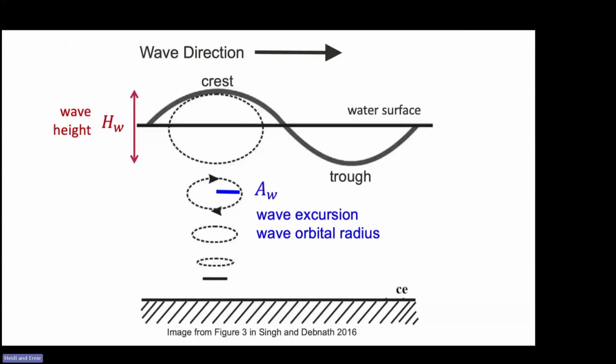To understand how a plant reconfigures in waves, let's first consider the water motion. Beneath a wave, fluid undergoes an orbital motion shown with these dashed ovals, moving forward under the crest and backward under the trough. The radius of this orbit is called the wave excursion, which is shown in blue. It is proportional to the wave height, shown in red. The wave excursion has some control over how a plant moves.